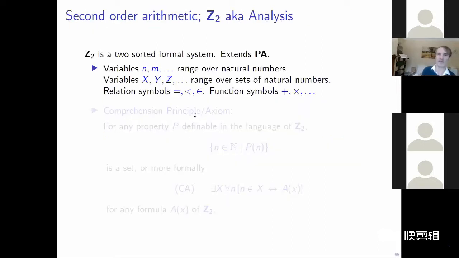Okay, so second order arithmetic is a system where you have variables over numbers and variables over sets of natural numbers.